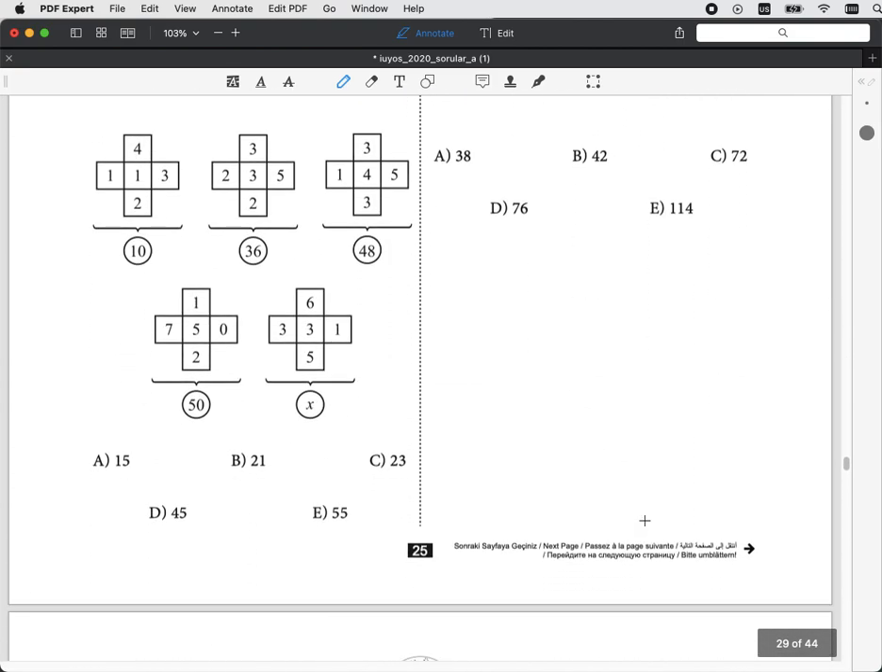61. 4, 3, 2, 1. If you make the addition, the answer is 10. 10 by 10 is 1. 8 and 4, 12. 36 by 12 is 3. 8, 9, 12. 48 by 12 is 4. So 6, 7, 10, 15. 15 times 3, so it will be 45, the answer is D.